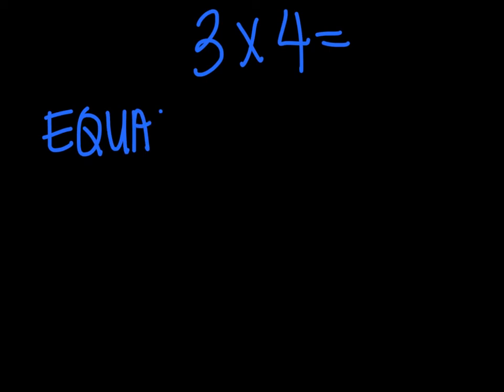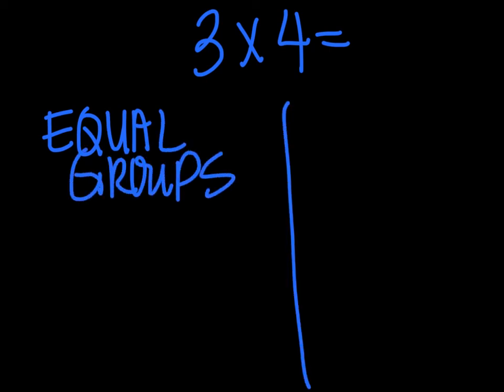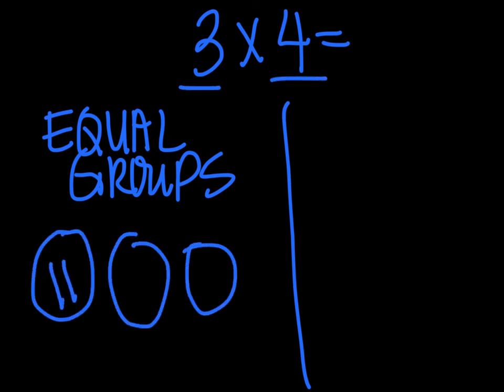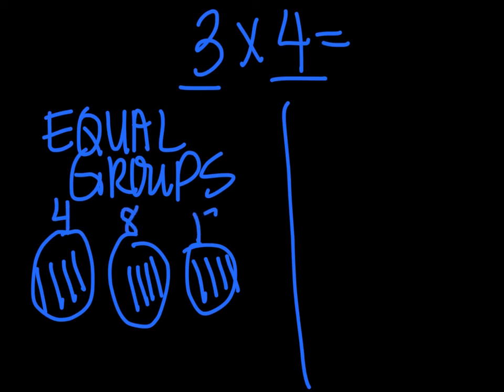So now I'm going to quickly show you one problem solved in the two different ways, in the equal groups way and in the repeated addition way. So my problem is going to be 3 groups of 4. So if I was going to do that with my equal groups, I would draw 3 groups of 4. And then I would count 4, 8, and 12.